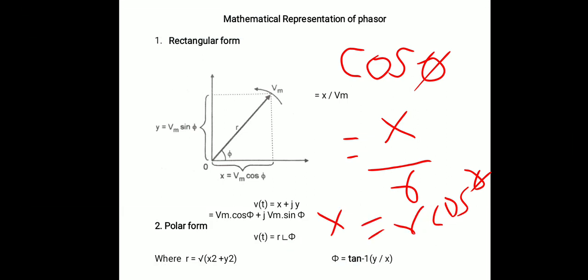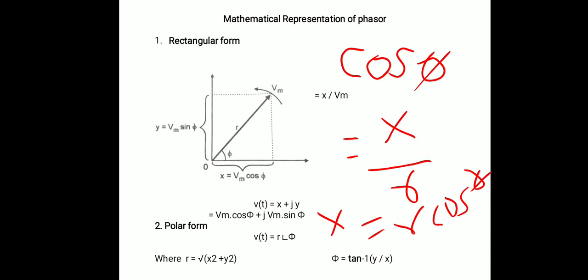So we have just taken the formula for cos of theta, and what is the value of cos of theta? Cos of theta is equal to x by r. So what is x? x is equal to r cos theta. And what is r? r is nothing but Vm. So what is the value of x? x is equal to Vm cos of theta.